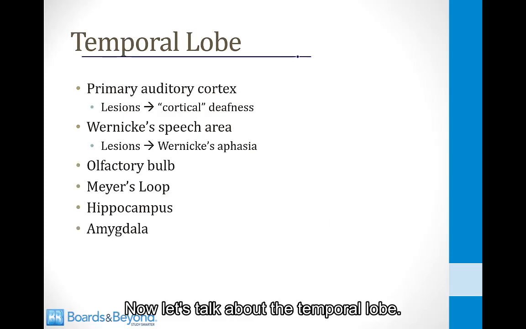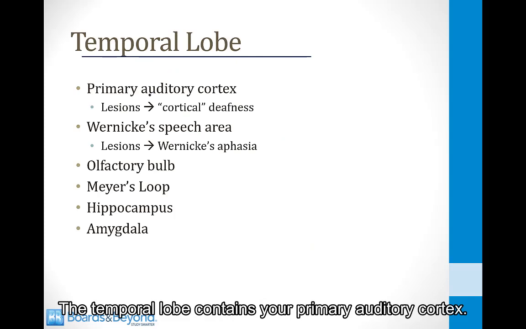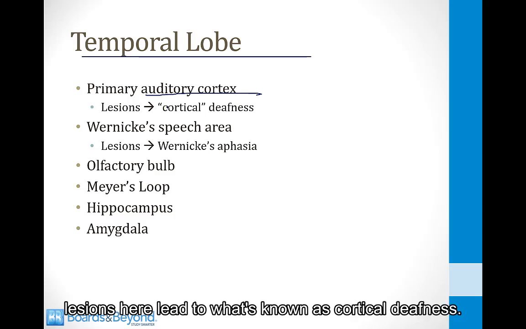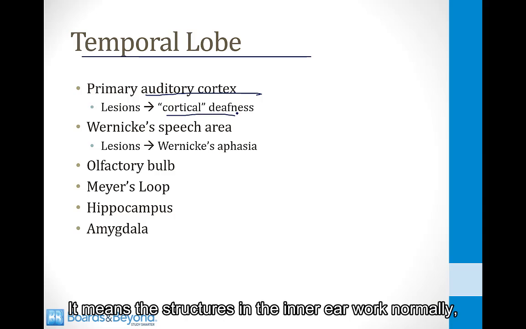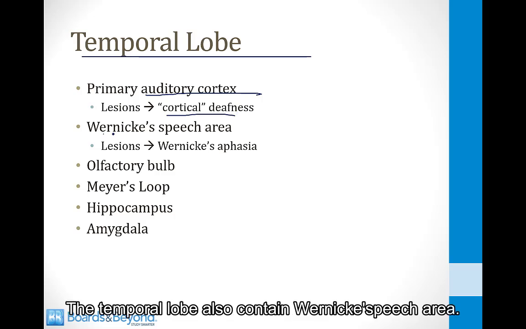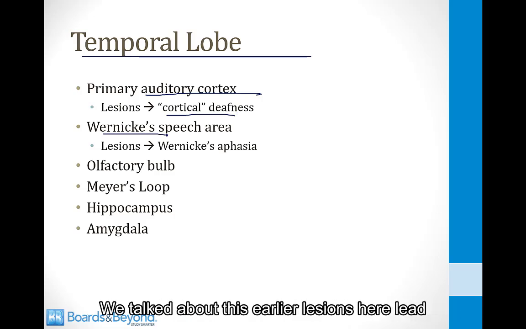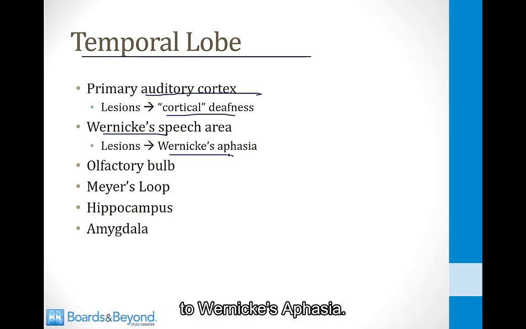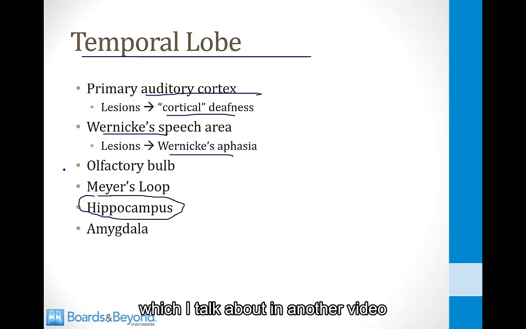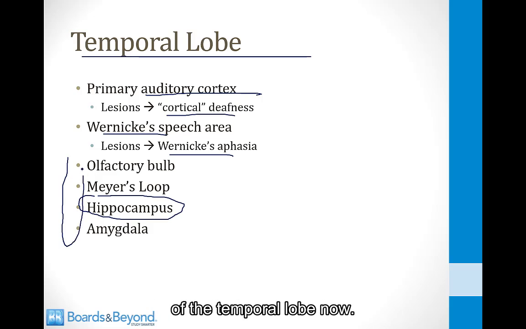Now let's talk about the temporal lobe. The temporal lobe contains your primary auditory cortex. This is the portion of your cortex that interprets sound. Lesions here lead to what's known as cortical deafness. It means the structures in the inner ear work normally, but you cannot perceive sound. The temporal lobe also contains Wernicke's speech area. We talked about this earlier. Lesions here lead to Wernicke's aphasia. And then finally, the temporal lobe contains the olfactory bulb, Meyer's loop, the hippocampus, and the amygdala. The hippocampus is part of the limbic system, which I talk about in another video, and we'll talk about these three parts of the temporal lobe now.